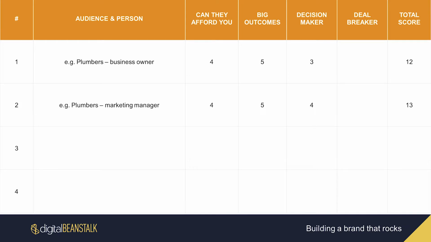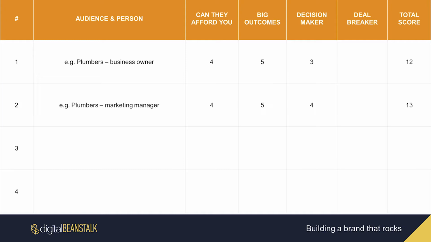Next column, big outcomes. Can you make a big difference for them? Again, if your product or service only makes a minor impact on their business and their outcomes, they're not really going to be drawn to you as much. What you want is someone that when you come along, your services and products make an absolutely massive difference to them and completely transform the way they're getting business or make their life so much easier. Again, scale of 1 to 5: 1, not a huge amount of difference, 5, big, big difference. Go and rate each person.